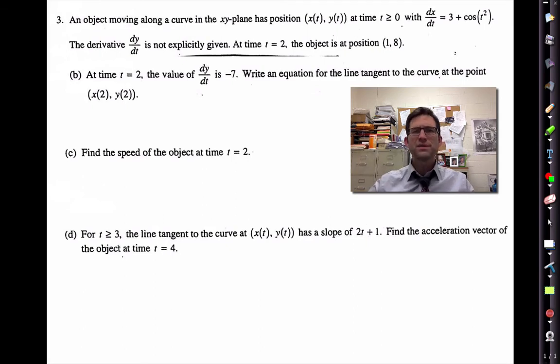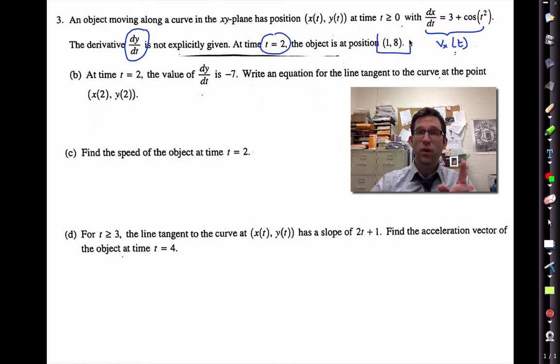They told us the x component of the velocity. So remember, dx dt is the velocity in the x direction as a function of time. But they didn't tell us the velocity in the y direction. We don't know what dy dt is. At t equals 2, though, they have given us the position of the object, 1, 8. All right. At t equals 2, they told us that the value of dy dt is -7. They want us to write an equation for the line tangent to the curve at the point x of 2, y of 2. Hey, this is what we just did.